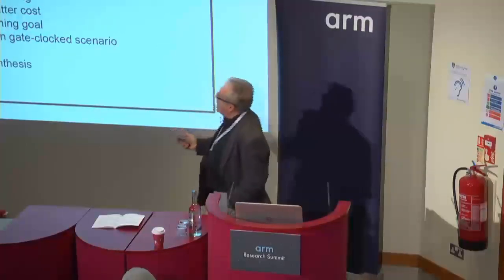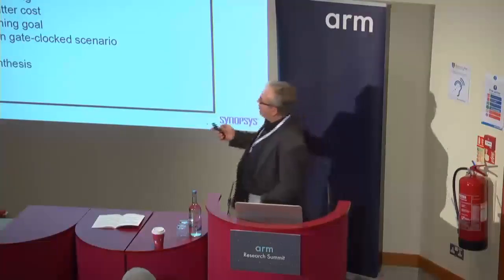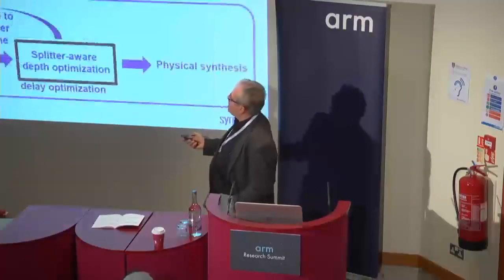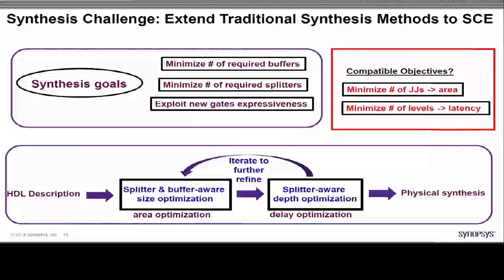So we're starting with the same engine that we use for synthesis for CMOS, but with major, major modifications to optimize for superconducting electronics. So the idea in terms of synthesis goal is to minimize the number of required buffers. The buffers here are called JTL, Josephson Transmission Lines, and they are pretty costly in area and in power. Minimize the number of required splitters, and exploit new gates expressiveness.